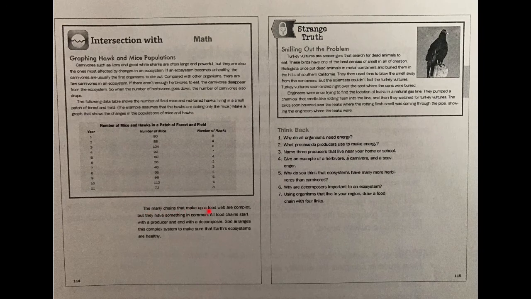The many chains that make up a food web are complex, but they have something in common. All food chains start with a producer and end with a decomposer. God arranges this complex system to make sure that Earth's ecosystems are healthy.